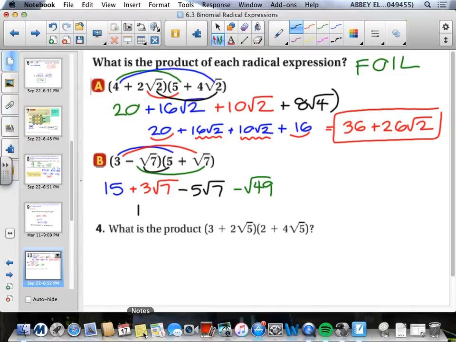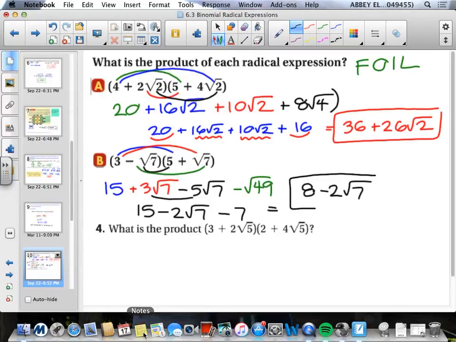So I have 15. And I'm going to go ahead and combine these two because they're the exact same. 3 minus 5 gives me negative 2 square roots of 7. And then my last term here is minus the square root of 49, which is 7. So let's simplify this even further. 15 minus 7 gives me 8 minus 2 square roots of 7. Okay. Take a second and see if you can do the last one on your own.